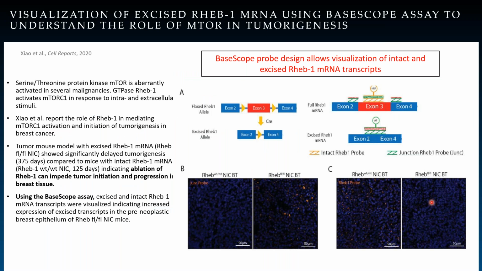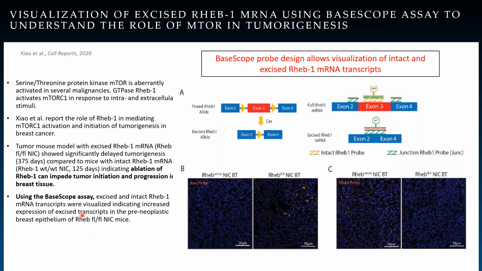Next, I want to show you an example, again, in neuroscience research, wherein the BaseScope assay has been used to visualize an excised transcript for a Rheb1 target. In this particular example, the researchers are studying the expression of Rheb1 mRNA and its role in promoting MTOR activation in tumorigenesis. So this is an example in cancer research. And here we are using the BaseScope assay to differentiate between the intact transcript of Rheb1 and compare the expression to an excised or modified transcript of Rheb1 in the mouse model.